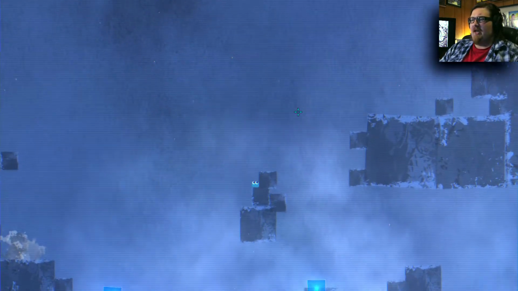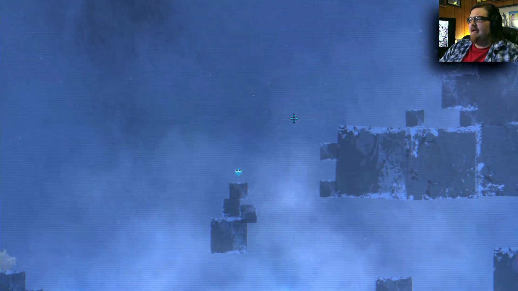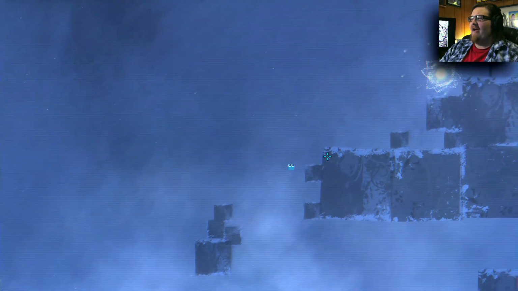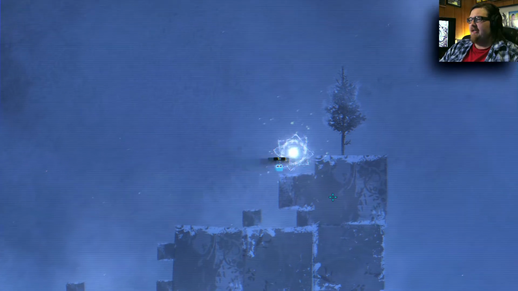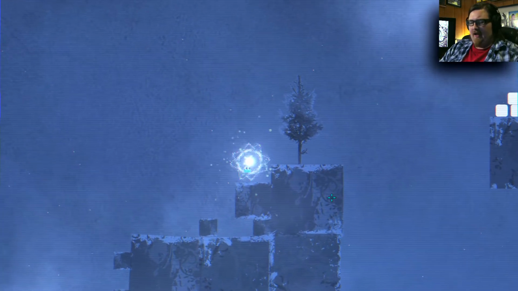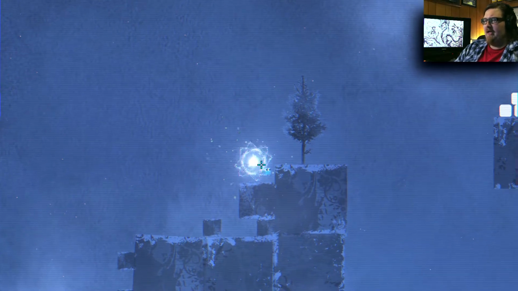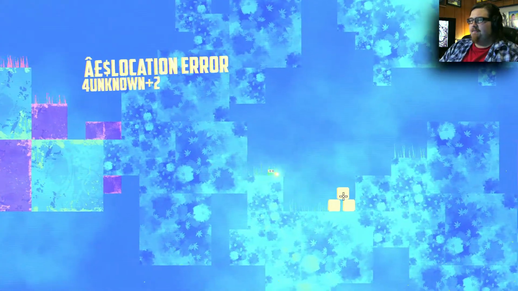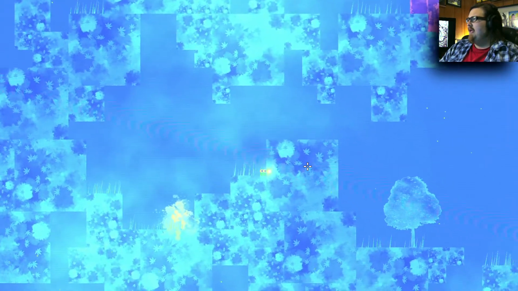I'm probably not going to spend too much time trying to collect the pixels. I mean, they're probably going to be important. But it seems like it's going to be more of a hassle than it's worth. Potentially, who knows. That's a good looking teleport. A solid 8 out of 10. I do not know how to teleport with the keyboard. Kevin, we got a problem here. Oh, it's the E. Okay, teleport with E. Thanks for showing me that a little too late there. All right. Okay. Let's continue. Yes, let's.